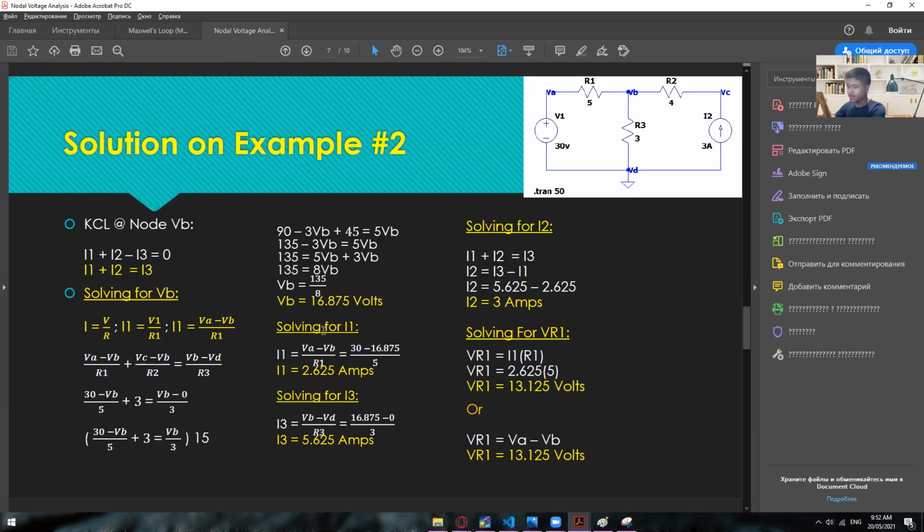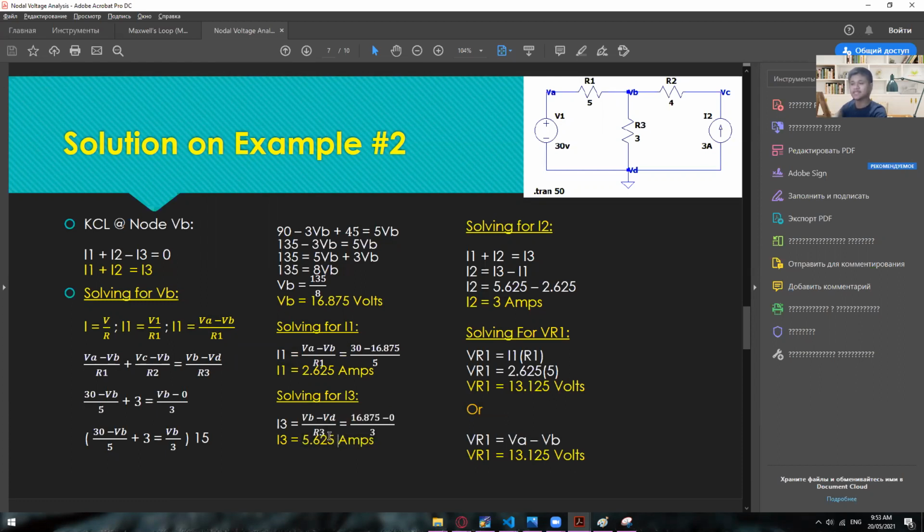the value of I1, I2, I3. So any of those, you can solve first. But in here, we can now solve for the value of I1, which is, using this formula, VA minus VB divided by R1. Just substitute everything and then you will get 2.625 amps. And then for the I3, the same concept. So we have this expression right here for the I3. 16.875 minus 0 divided by 3. That is the value of I3, which is 5.625 amps.